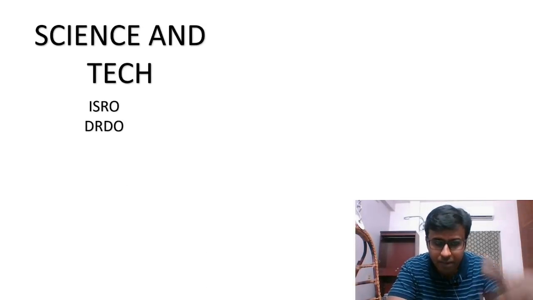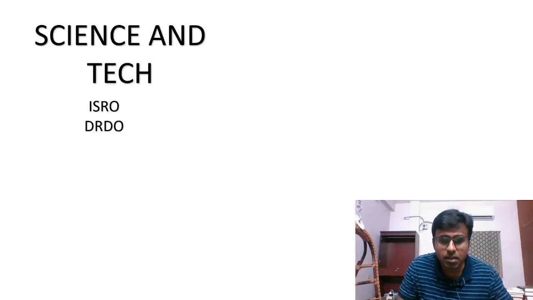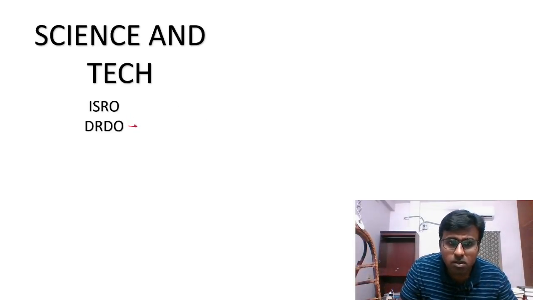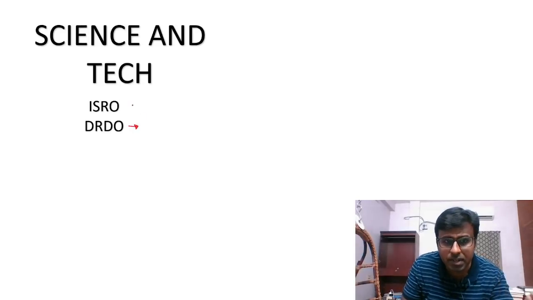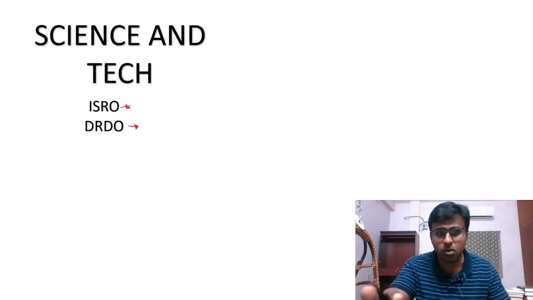Next, science and technology is very important. Whatever ISRO has done you have to know, whatever DRDO has done. In DRDO, don't go into very in-depth detail. In ISRO also, don't go into in-depth detail such as camera angles.